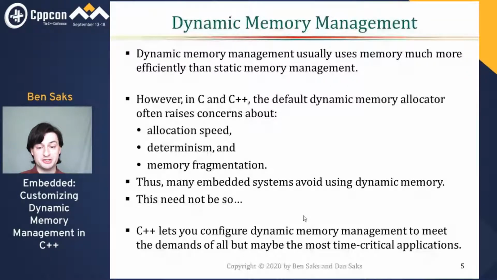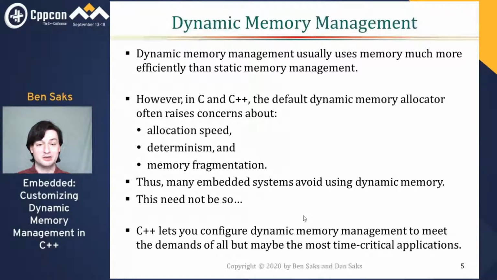So there are a lot of embedded systems that just avoid using dynamic memory altogether. But what I'm going to show you here is you don't necessarily have to forego all use of dynamic memory. You just don't necessarily want to be using the default dynamic memory allocator to do it. If you write your own memory allocator, if you customize how the allocation system works, you might be able to get something with performance characteristics that are more suited for your application.